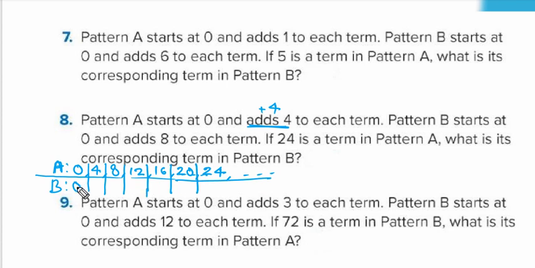Now the B is 0. In pattern B, adds plus 8. So 0 plus 8, 8 plus 8, 16, 16 plus 8, 24, 24 plus 8, 32, 32 plus 8, 40, 40 plus 8, 48. Like this you can continue.